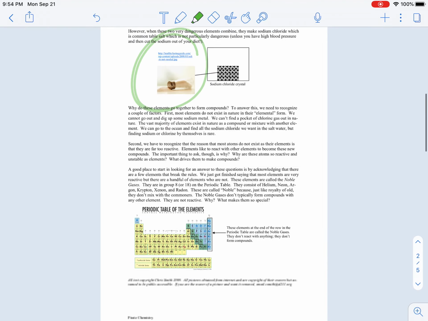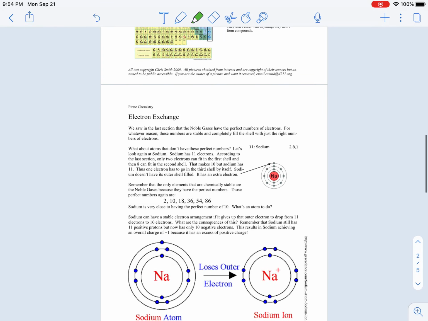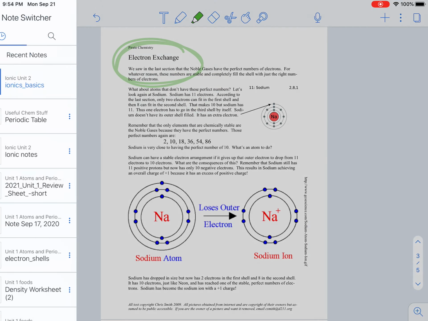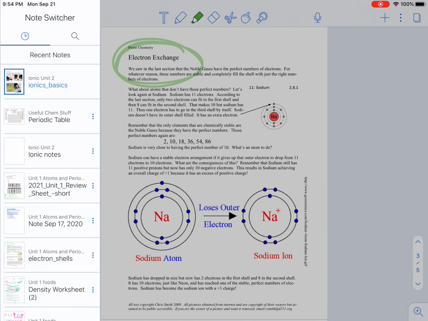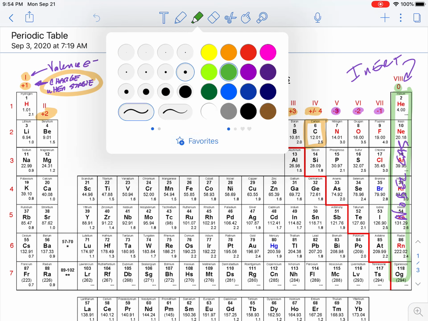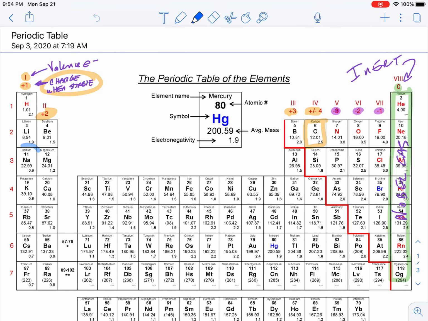So you can look through these notes. What I want to focus on here is the electron exchange. An ionic bond is actually a process that takes place. We'll use sodium and chlorine, and we'll go through it. Let's identify these on the periodic table. We have sodium over here, and it has one valence electron. And we have chlorine way over here.